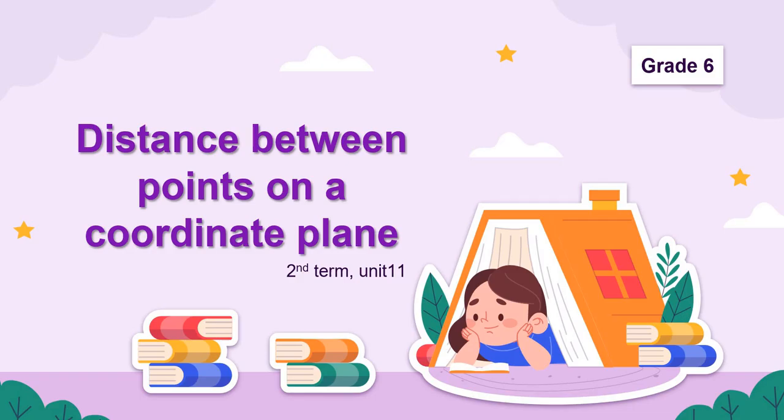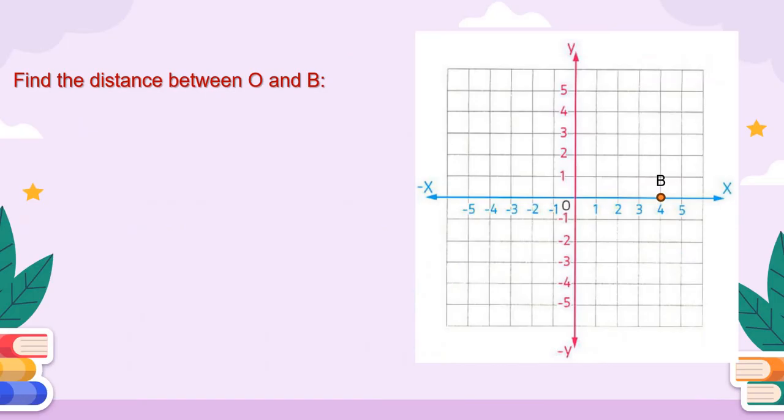It's about distance between points on a coordinate plane. Let's start. Bismillah. Okay, so here we have the coordinate plane, and the question here is to find the distance between O and B. Where is O? O is the origin, and B is here.